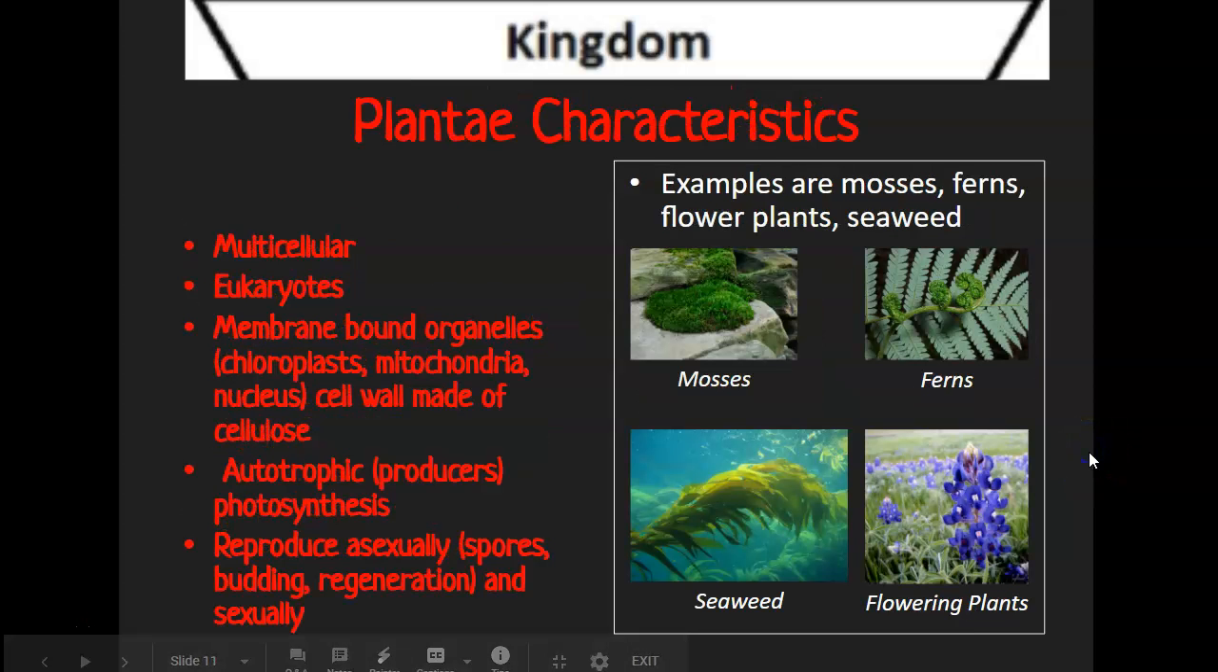Next one, plantae. So if you were to extract what that word would mean, you would think plants. So plants, they are multicellular. They are eukaryotes. They have membrane-bound organelles, so they are the ones that have chloroplasts, mitochondria, nucleus. Now, their cell walls are made of what we call cellulose, and that's kind of the crunchy texture if you've ever eaten celery. They are autotrophic, which means that they go through photosynthesis. They reproduce asexually, and so they can have spores, they bud, they can regenerate, and believe it or not, plants can actually go through sexual reproduction where they produce pollen.